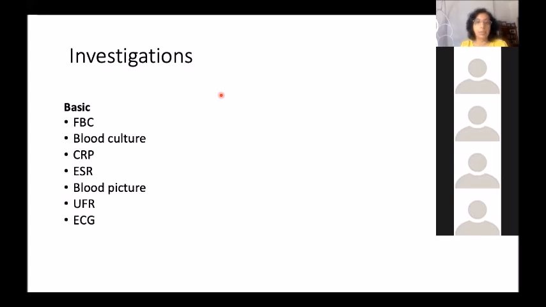Okay, so you will do a full blood count and you will have to do a blood culture because you need to exclude infective endocarditis, a CRP to see whether there is any evidence of acute infection, ESR, it's an inflammatory marker as well as an indicator of possibility of autoimmune disease, and a blood picture, especially if you consider EBV infection and also in view of excluding malignancy, a blood picture would be helpful.